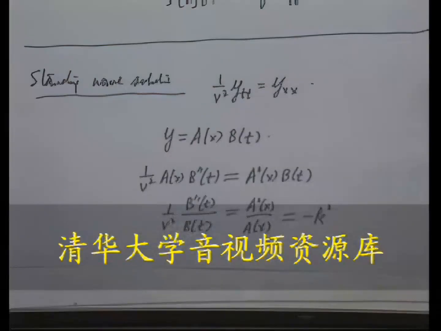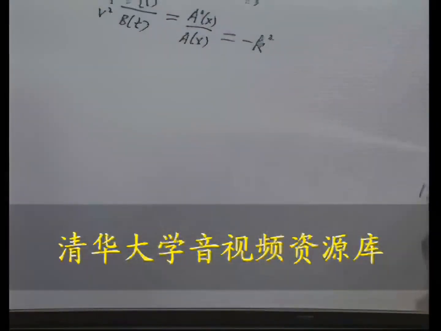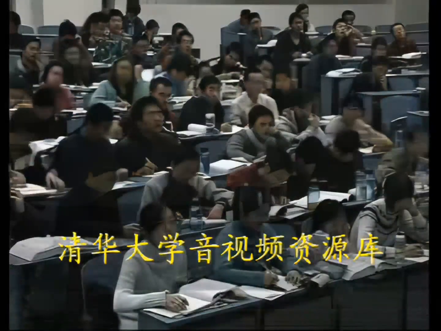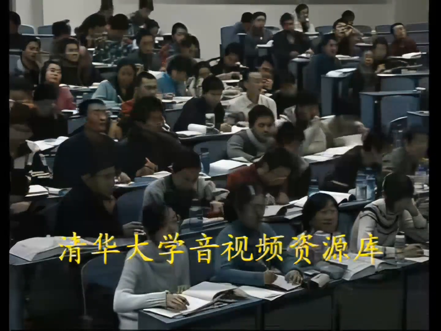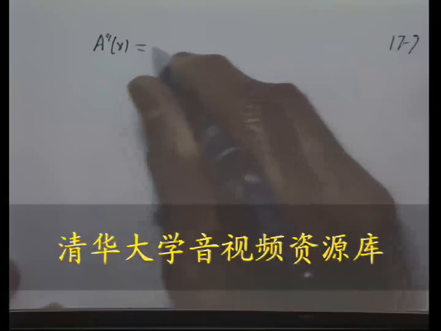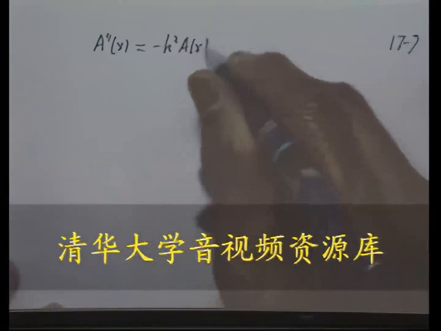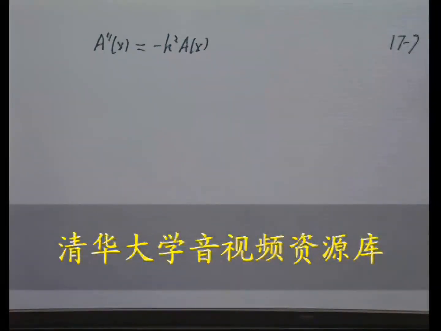So it depends on neither x nor t, so it must be a constant. So this is minus k squared. Why do I write minus k squared instead of plus k squared? You'll see in a minute. The plus k squared is also possible, but of no interest to us. So the right side: A double prime of x equals minus k squared A of x. That's our old friend, harmonic motion. If it's a plus sign, it will become an exponential motion. We have also discussed that, and we don't want very large solutions. So we just take the minus one.